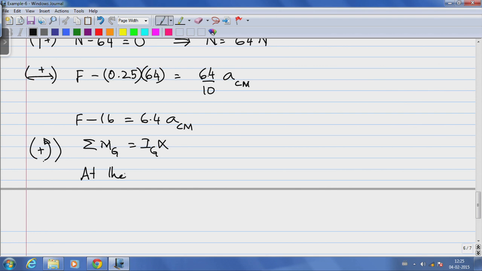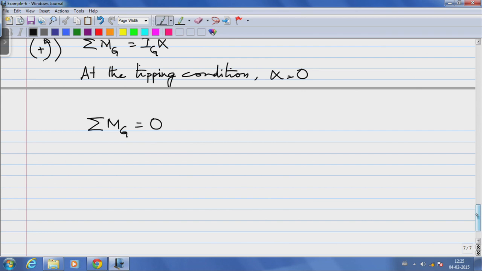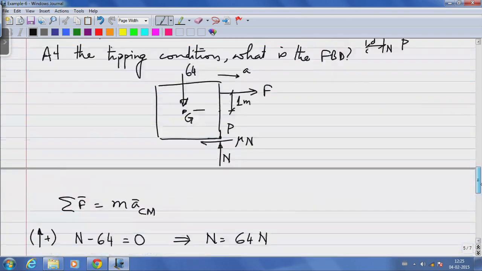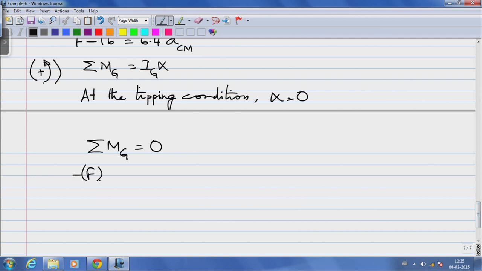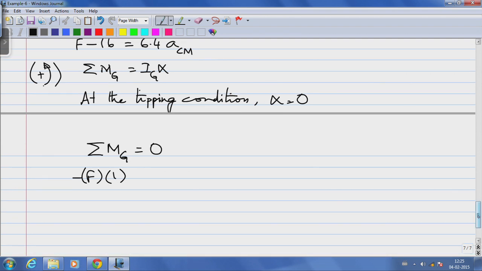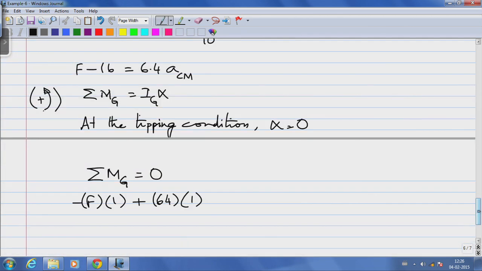Now, at the tipping condition, alpha is still exactly 0, which means the sum of all moments about G has to equal 0. Okay, so let's do that with the free body diagram shown here. F produces a clockwise moment, so I have minus F times 1. The normal reaction has a magnitude 64, that produces a counterclockwise moment, and its moment arm is 2 meters.